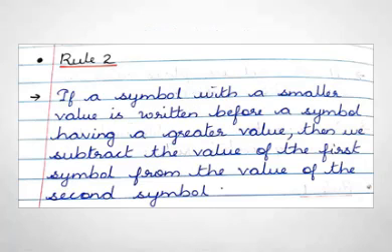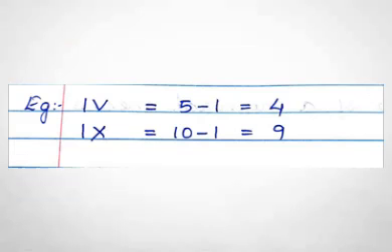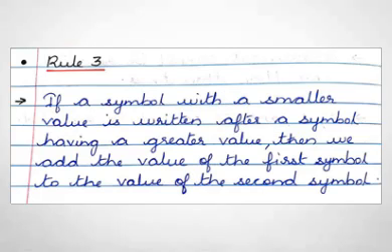Rule 2 says that if a symbol with a smaller value is written before a symbol having a greater value, then we subtract the value of the first symbol from the value of the second symbol. Look at few examples.